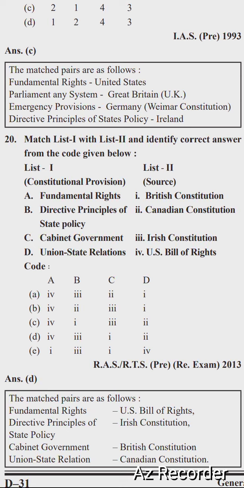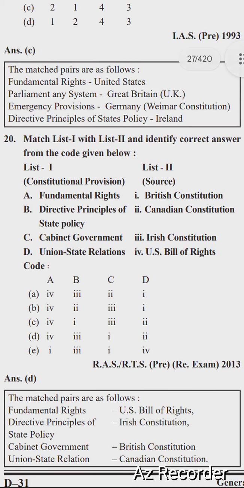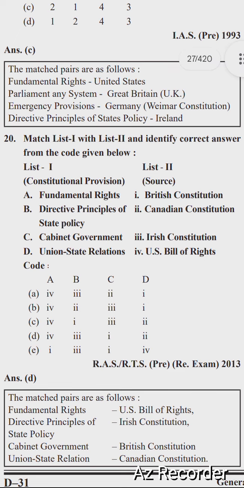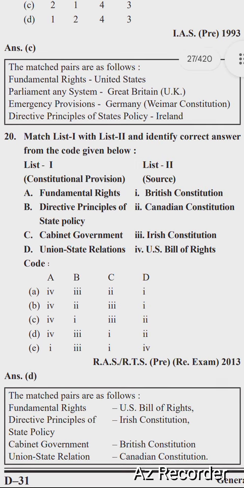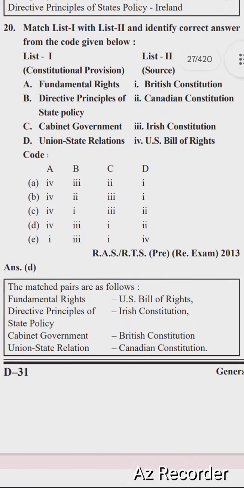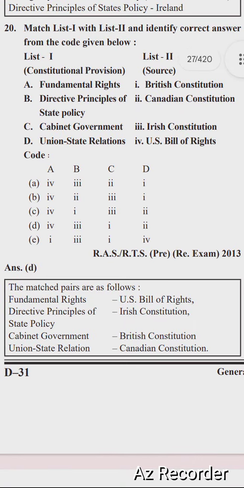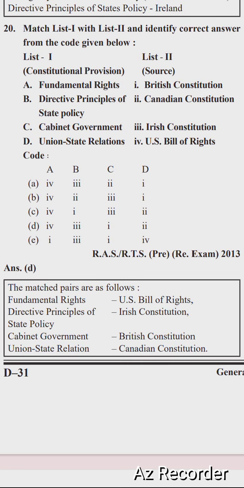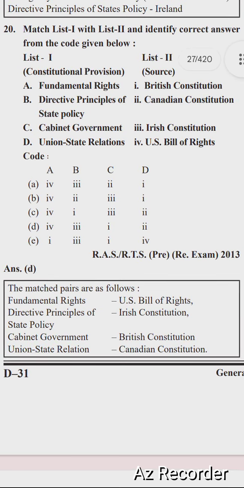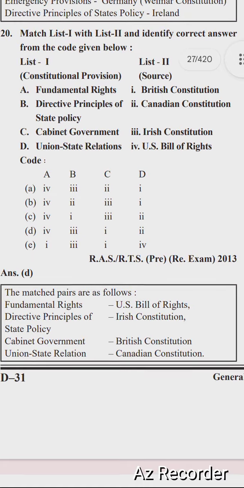Fundamental rights are borrowed from the United States Bill of Rights, and directive principle of state policy from the Irish constitution, and cabinet government from the British Constitution, and Union State Relations from the Canadian Constitution. The matched pairs are as follows: fundamental rights, USA Bill of Rights; directive principles, Irish constitution; cabinet government, British Constitution; Union State Relations, Canadian Constitution.